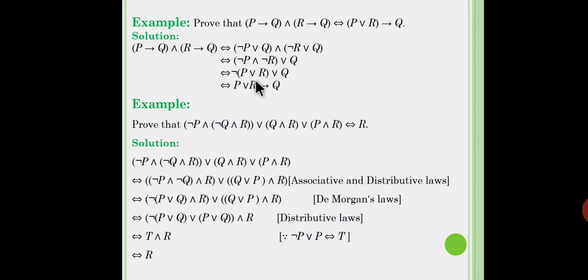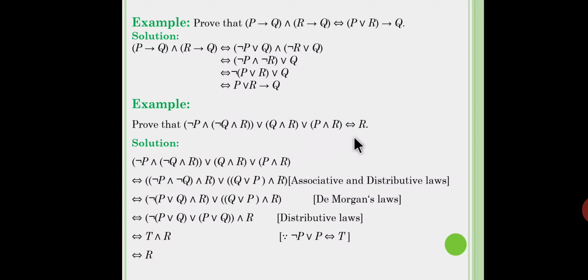So negation of (P or R) or Q. This is of the form negation P or Q, so we write this as P implication Q. In place of P we have P or R. So this is the RHS of the given relation. That implies the RHS.